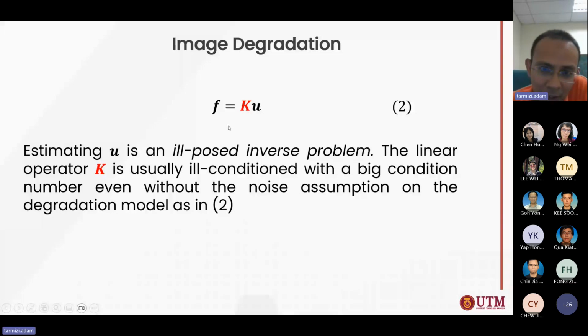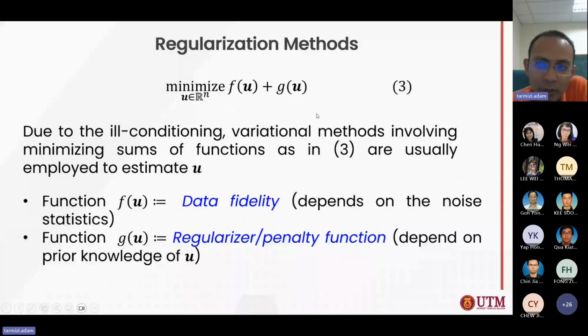So what people have been doing for several decades to estimate the image u is regularization methods. This involves minimizing this type of cost function. You have two functions actually.